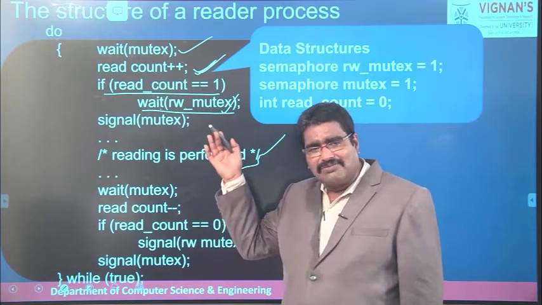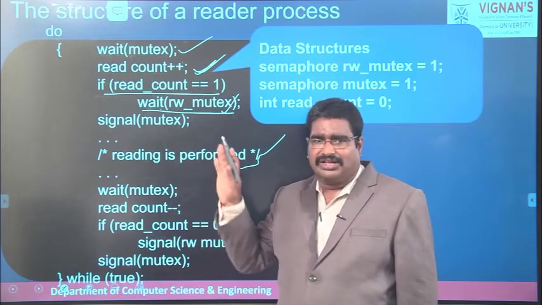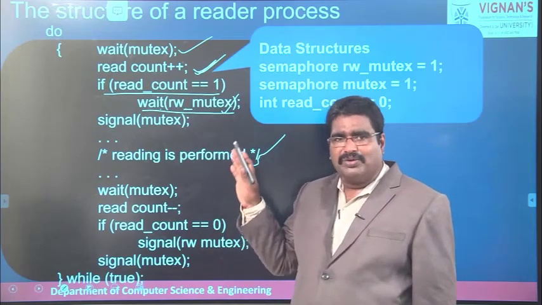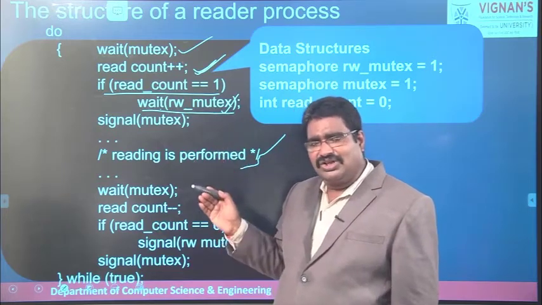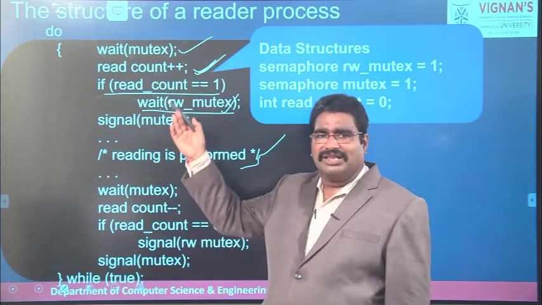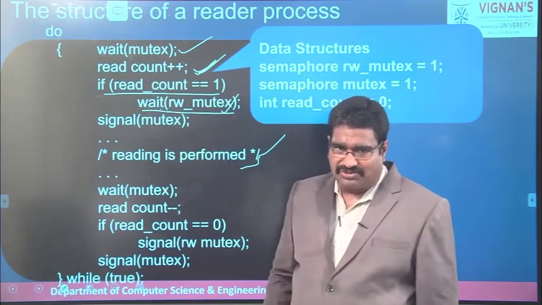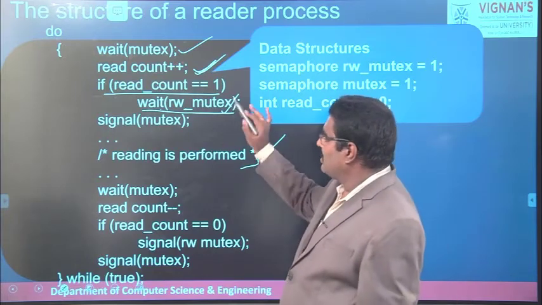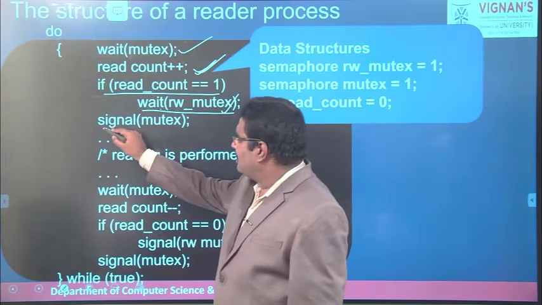Once the control comes out of the wait function, it indicates that there is no writer performing the write operation. Then only is the RW mutex 1, and based on the wait function it is set to 0 and comes out of the wait function. Once it is set to 0, other writers are not allowed. They must stop in the wait RW mutex function only. For that reason we are using wait RW mutex. Once it is completed, we give the signal mutex.